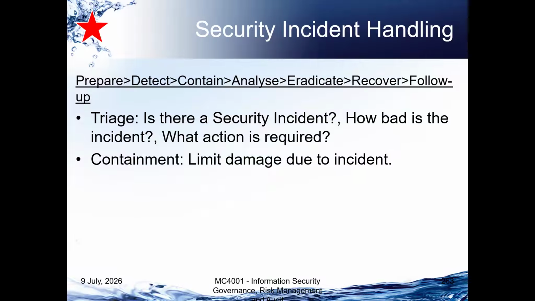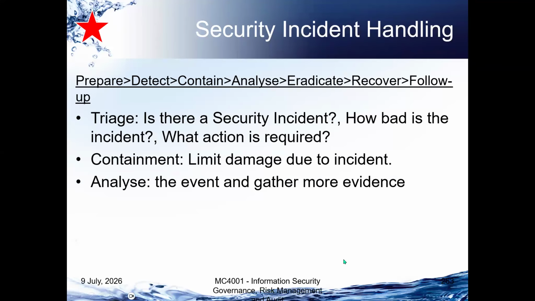You can segment using different principles, but whatever you do, you should try and move away from flat networks, because not everything on the network is equal. And if you keep the similar things together, one, you can do this segmentation control much better, and also when you come to remediation, it will be easy as well. So containment limits damage due to the incident. Then you analyze the event and gather more evidence.